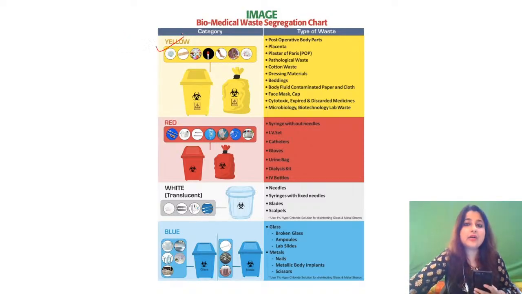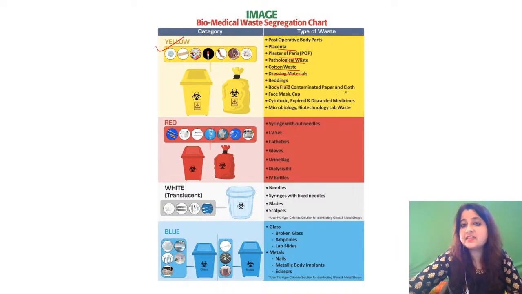Dekho, yellow color bag mein, what all go? Jaise placenta, plaster of Paris, pathological waste, cotton waste, dressing materials, just to sum it up, okay, beddings, body fluid contaminated paper cloth, face mask, cask, cytotoxic expired discarded medicines, microbiology, biotechnology, lab waste, okay, red mein kya kya jata hai and also blood bags, okay, also blood bags.